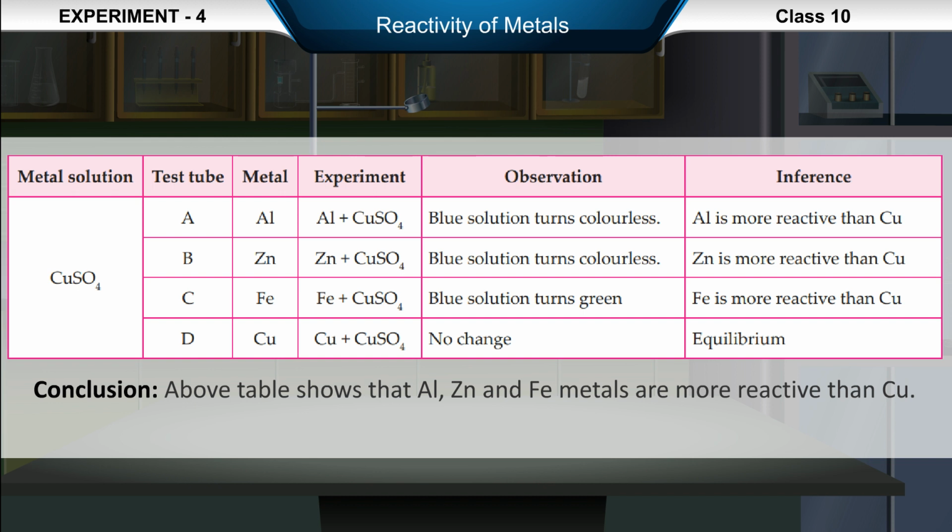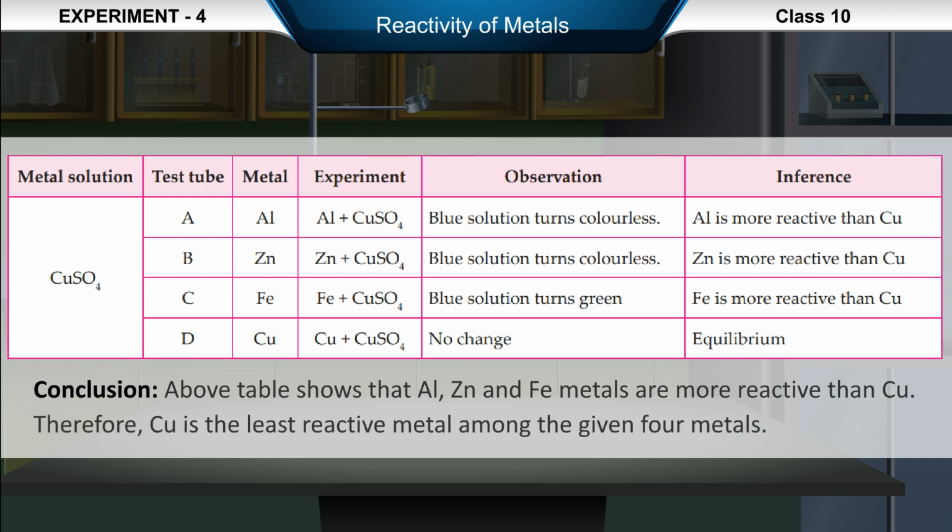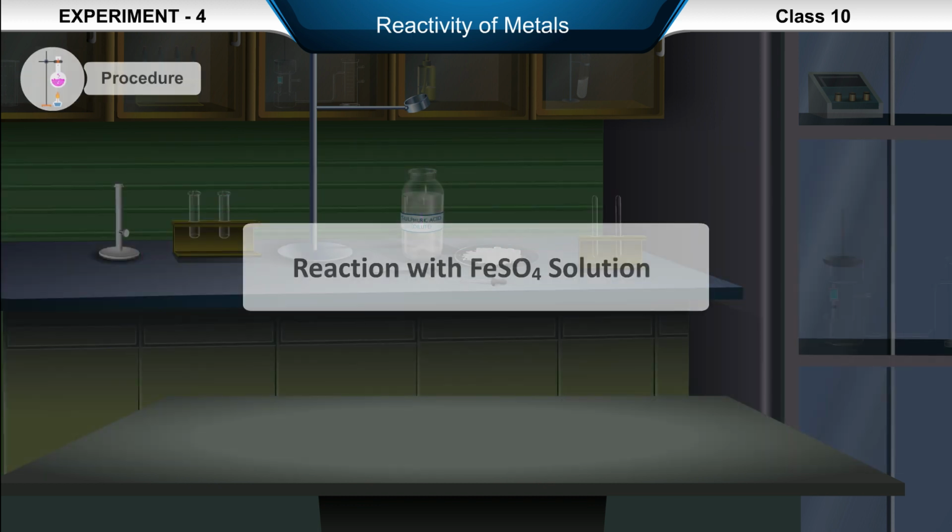The above table shows that aluminium, zinc and iron metals are more reactive than copper. Therefore, copper is the least reactive metal among the given 4 metals.